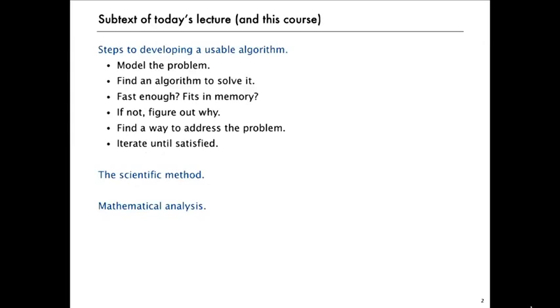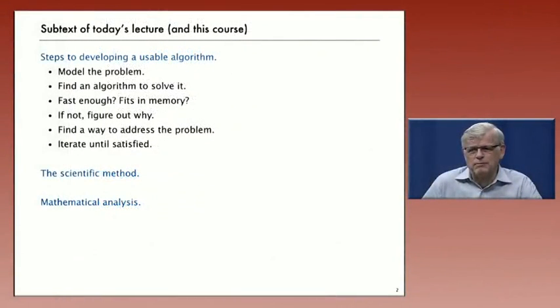The subtext of today's lecture really is to go through the steps that we'll follow over and over again to develop a useful algorithm. The first step is to model the problem. Try to understand basically what are the main elements of the problem that needs to be solved. Then we'll find some algorithm to solve the problem. In many cases, the first algorithm we come up with would be fast enough, maybe fits in memory, and we'll go ahead and use it and be off and running.